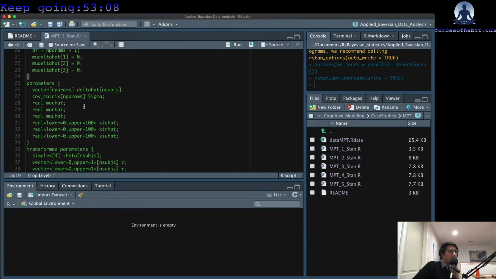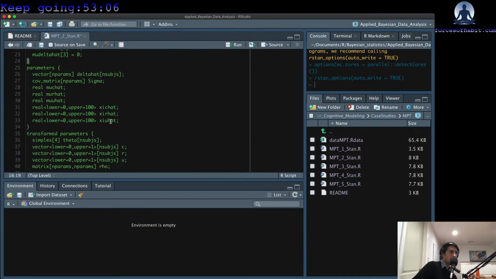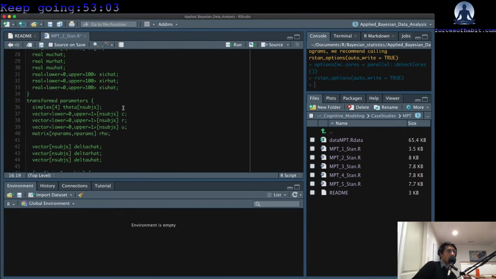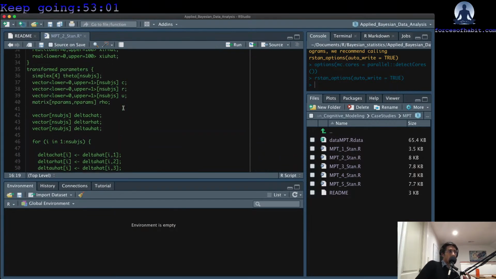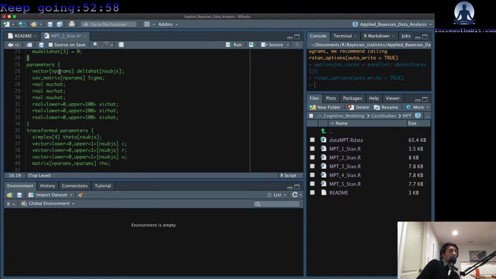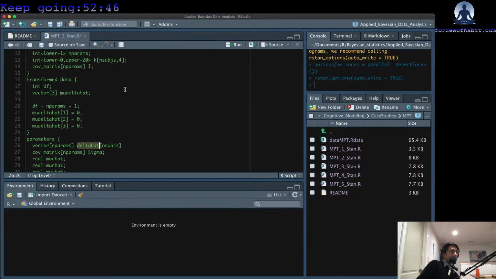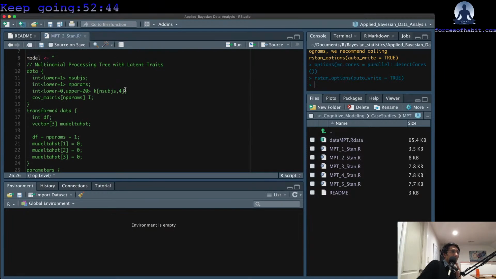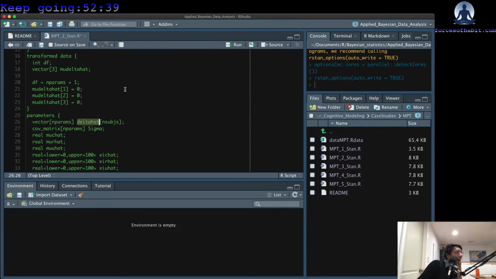So these are the hyperparameters or parameters that we're going to be iterating over in order to get posterior distributions for. So we're going to create a vector, size number of parameters, and we're going to create another vector called delta hat. And we'll call it delta hat.